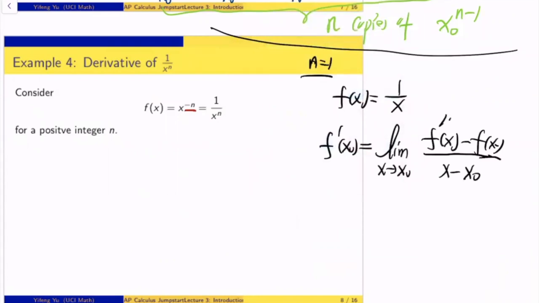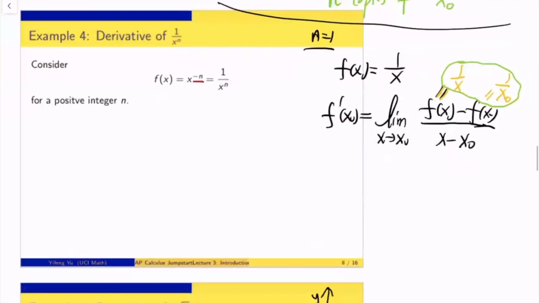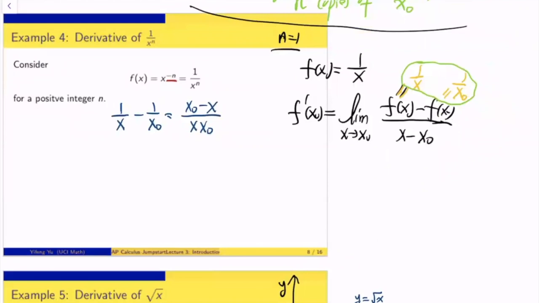Then this is 1 over x minus 1 over x zero. Now what you need to do is combine this into one term, just algebra. So it's x zero minus x over x times x zero. And then we have the limit as x goes to x zero, divided by x minus x zero. So here's x zero minus x over x times x zero.